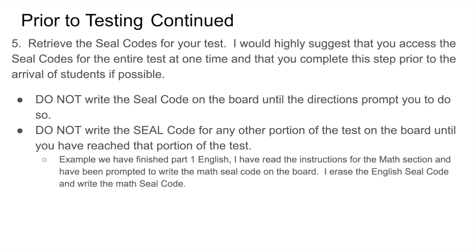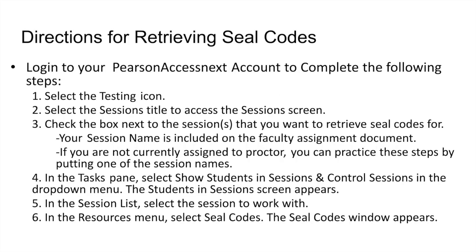So everything that you access through your Pearson Access Next account, which you should have already reset your password on, is where you need to go to do all of these things. You need to log into your Pearson Access Next account to retrieve your seal codes. You're going to select the testing icon, then you're going to select the session's title.